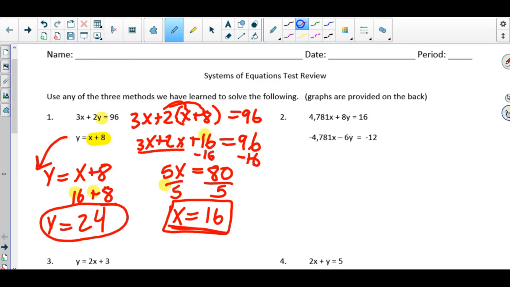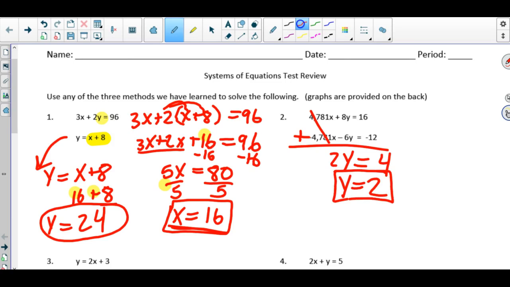Number 2, we have 4,781x plus 8y equals 16, negative 4,781x minus 6y equals negative 12. Big ugly numbers there, but they match up. Therefore, they are eliminatable. So we're going to add the two equations together. Positive that plus negative that goes away. Positive 8y plus negative 6y is 2y equals 16 plus negative 12 is 4. So y equals 2. Half of our answer.